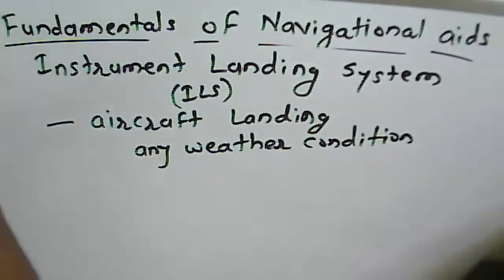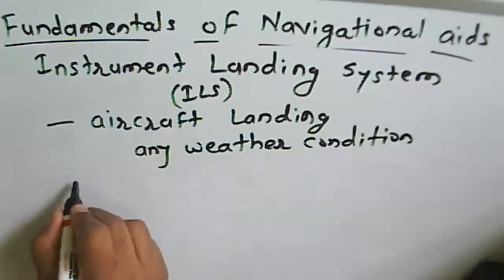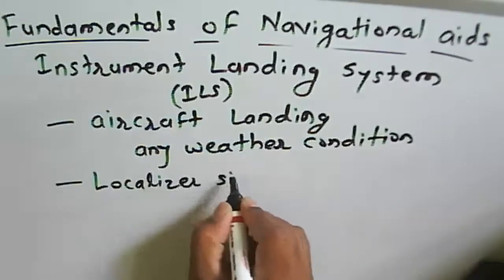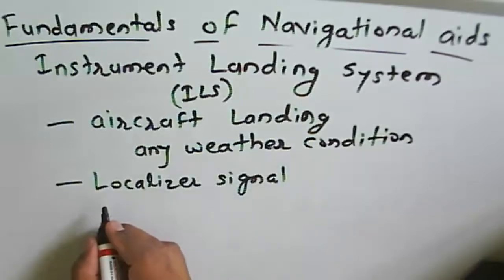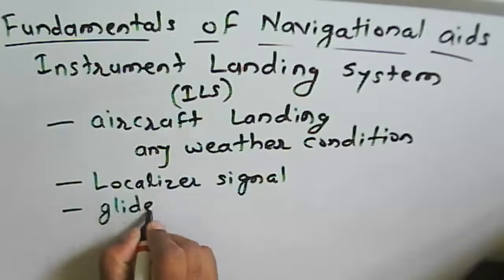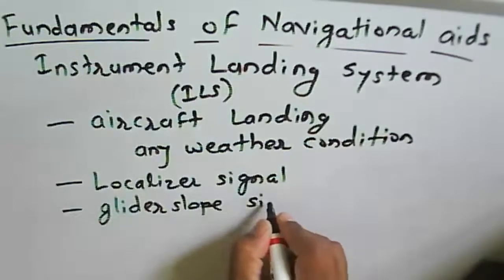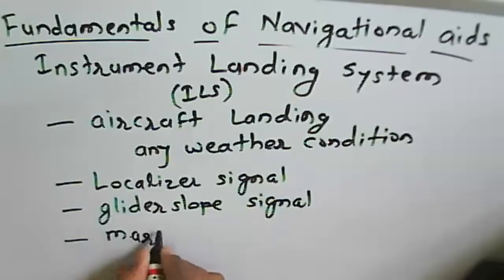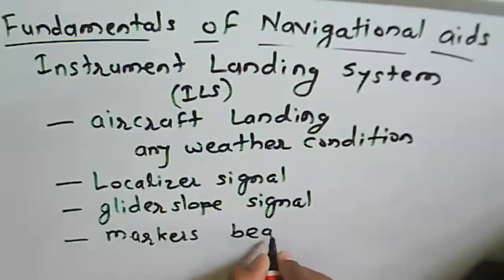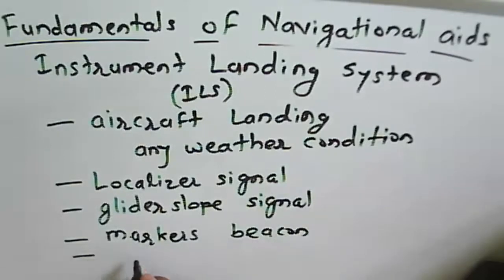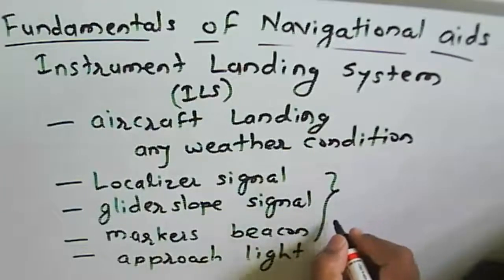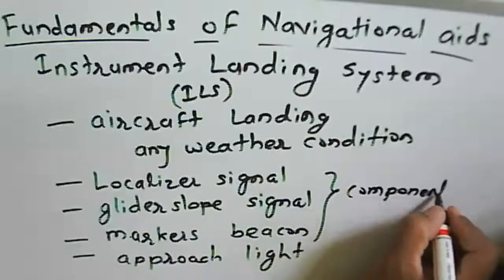Now, what are the components of this ILS system? The ILS system has a localizer signal, then a glide slope signal, then a marker beacon, and then lights. These are the various components of an ILS system.